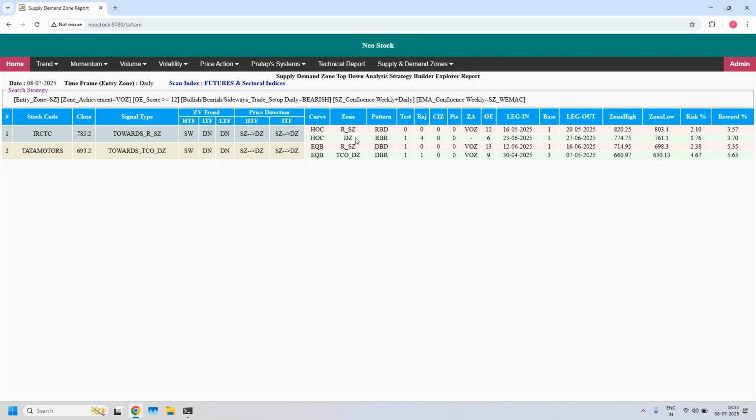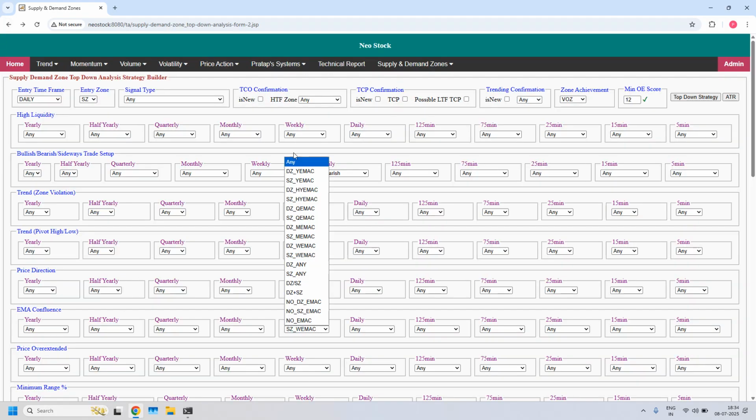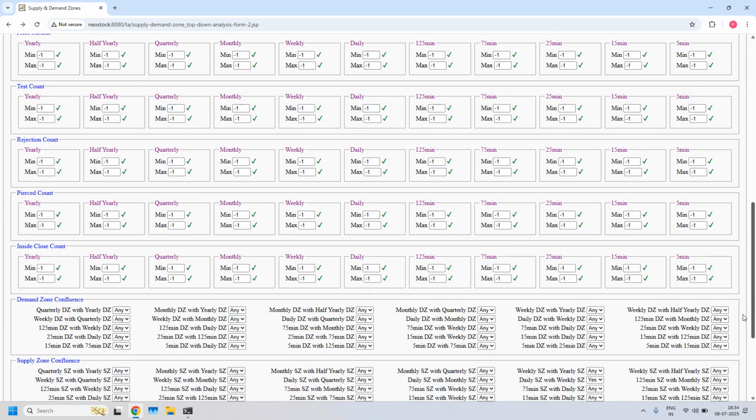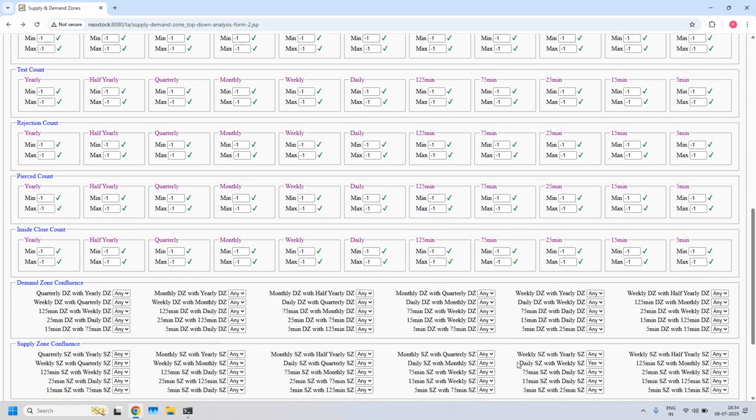Both are filtered. That way these 2 daily supply zones might be having more high probability to get success, provided less than 20 checklist items are satisfied. Let's verify these 2 zones are having a monthly EMA confluence also. Removing EMA filter, supply zone confluence, 3 filters we have to set. Daily, weekly, daily, monthly and weekly, monthly supply zone confluence.